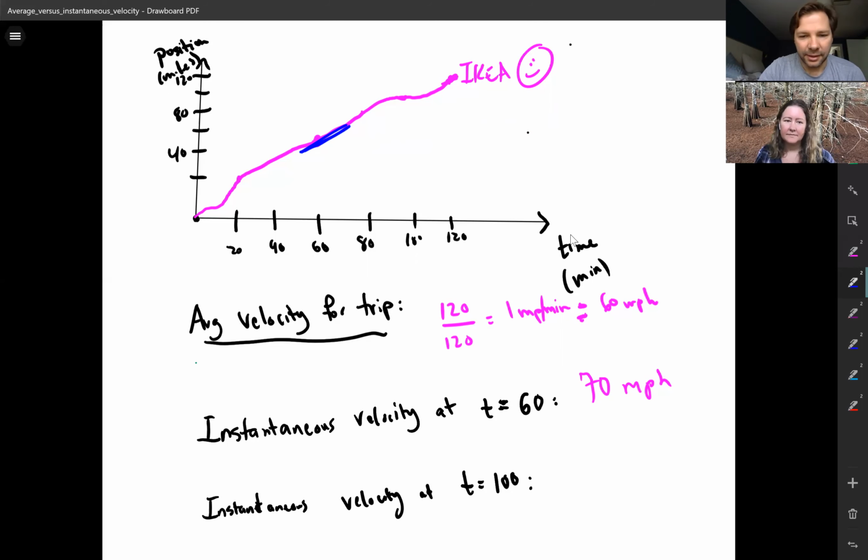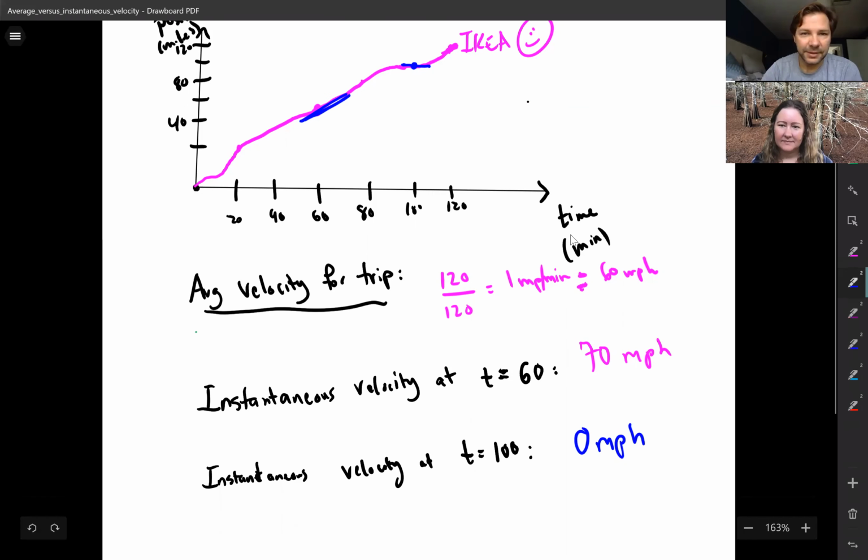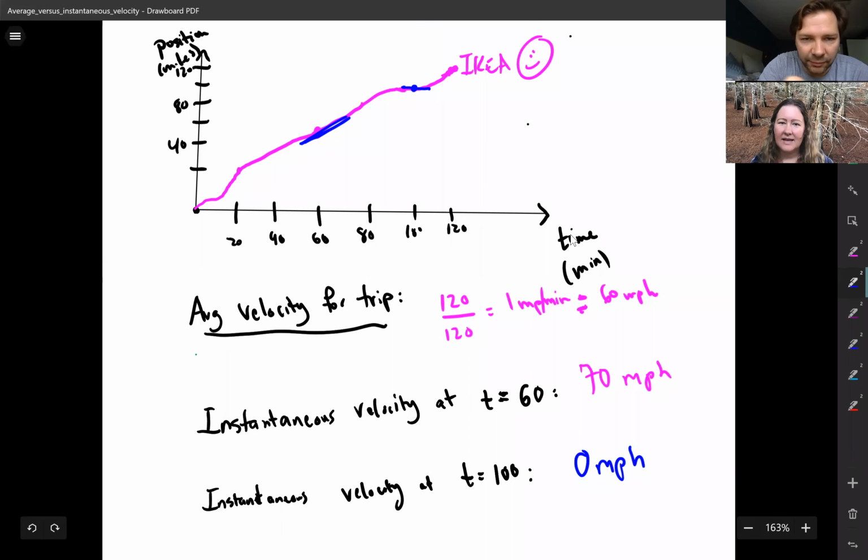And then the more obvious question is, what was the instantaneous velocity at t equals 100? Well, that's where I was sitting in a traffic jam in Tampa and not going anywhere. So at that point, I would say it's roughly 0 miles per hour. Of course, it was probably closer to 5, but still. Does that make sense? We're just eyeballing this as an example to show how instantaneous velocity in real life can be really different from average velocity.